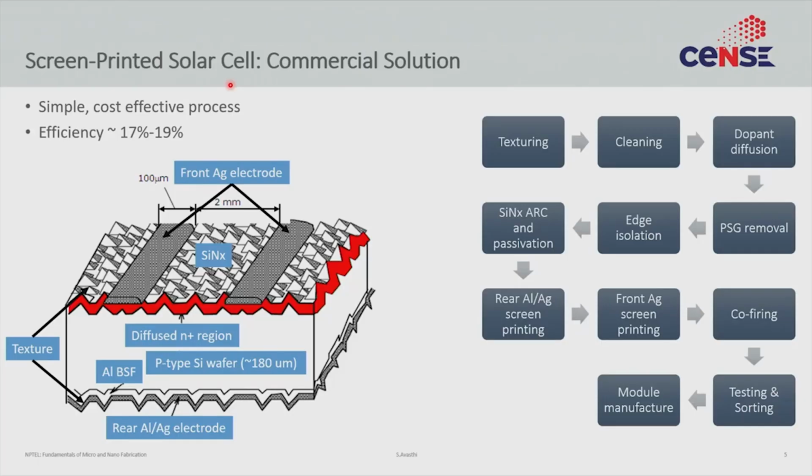So here is the process flow. We start with a wafer, then you do texturing, cleaning, dopant diffusion, PSG removal, edge isolation, silicon nitride ARC and passivation, rear metallization, front metallization, co-firing, testing, sorting, and finally manufacturing of the module. So now we shall look at each of these steps one by one in the next few slides.